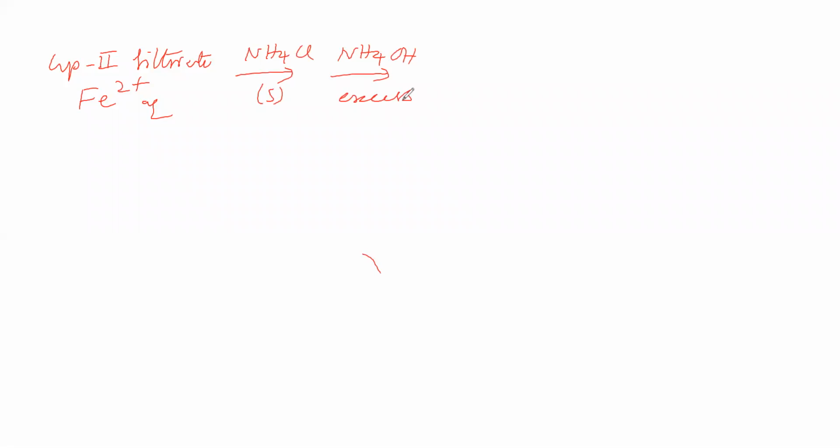So now what we are getting is ferrous hydroxide in aqueous solution. Ferrous is not precipitating. So we have taken group 2 filtrate that contains ferrous. Now we are not adding conc. nitric acid. We are directly adding group 3 reagent, which is ammonium chloride and ammonium hydroxide. We are getting ferrous hydroxide in aqueous solution.